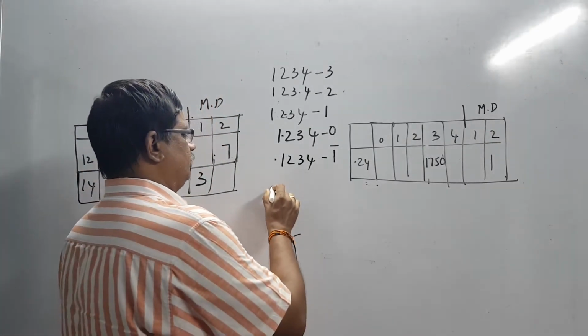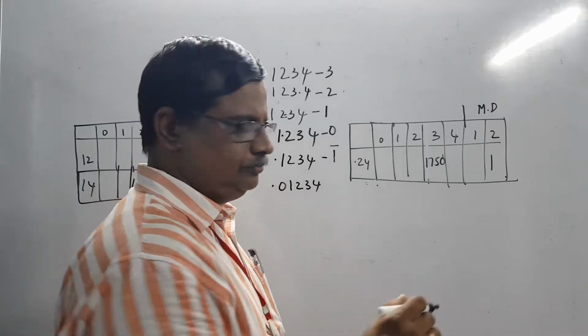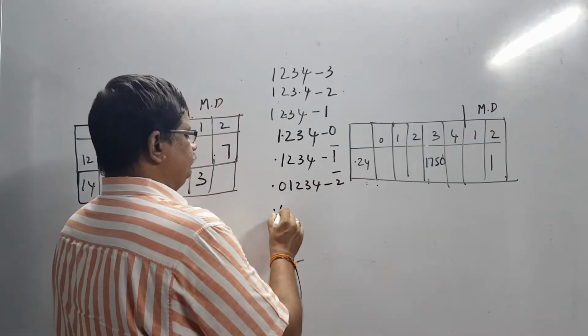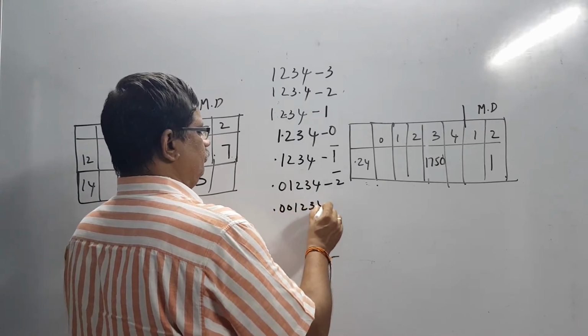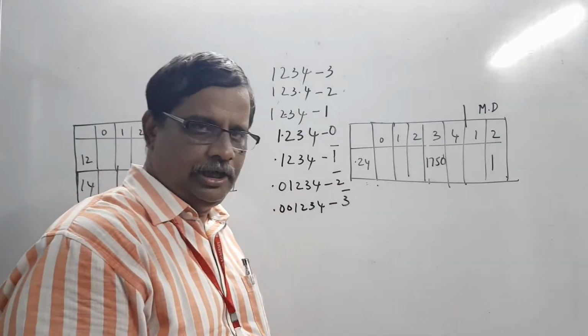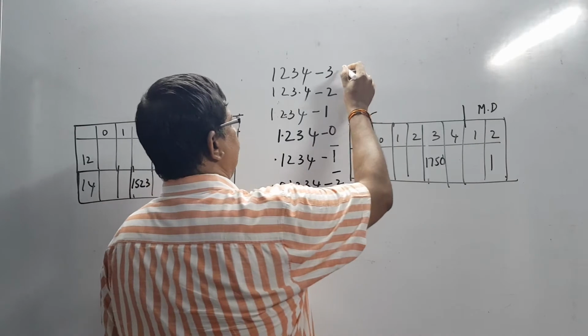Clear? Now suppose this is 0.1234. What will be your characteristic? Simple. Bar 2. 0.001234. What is the characteristic? Bar 3. Clear? Is it clear? You can also write it in another way.